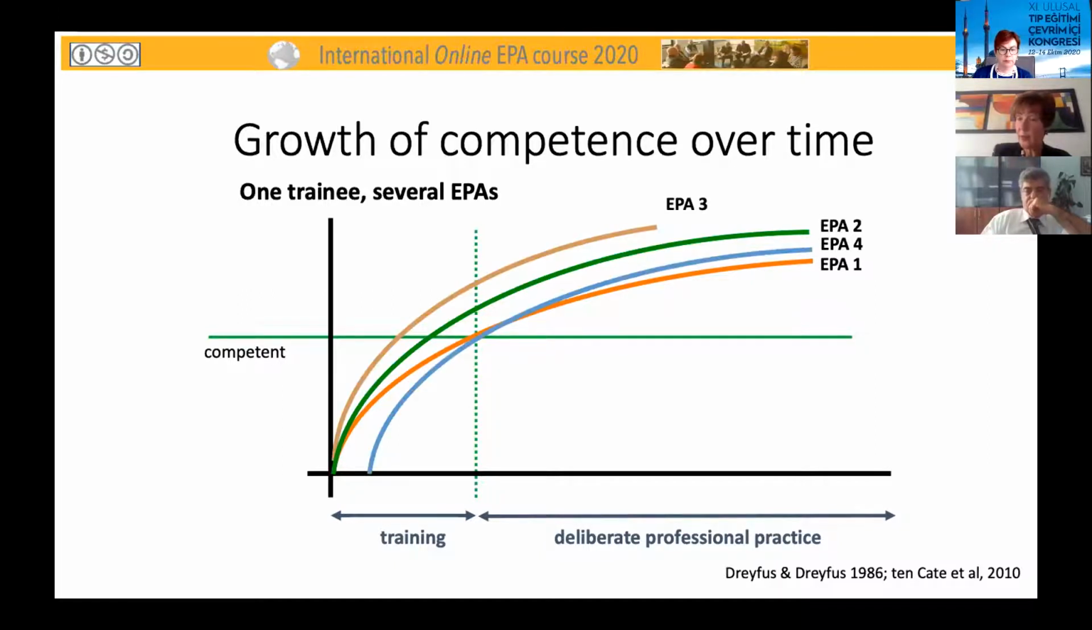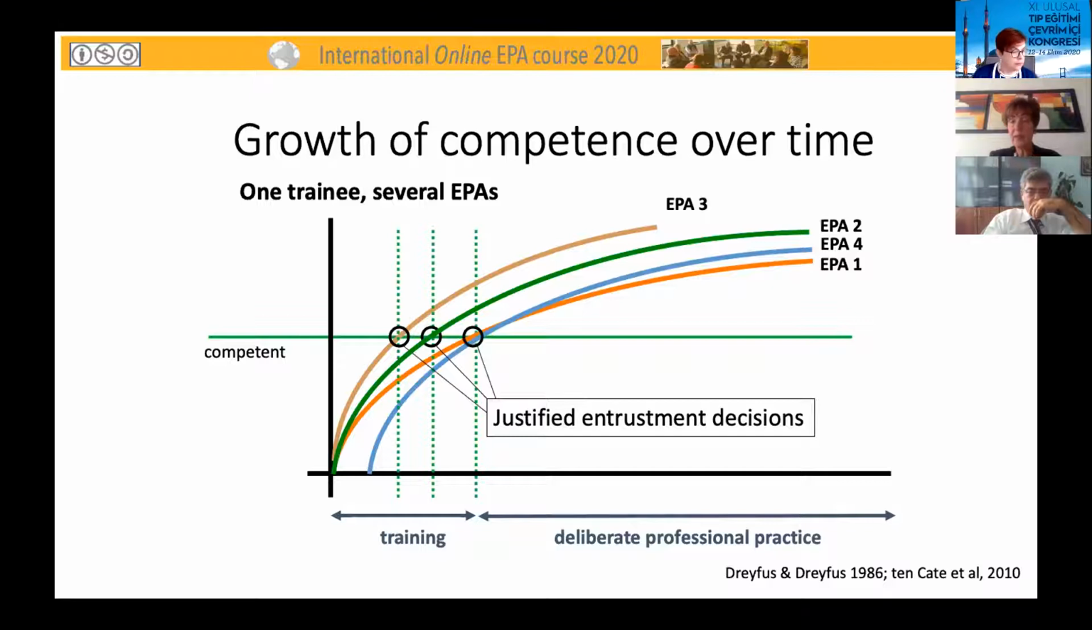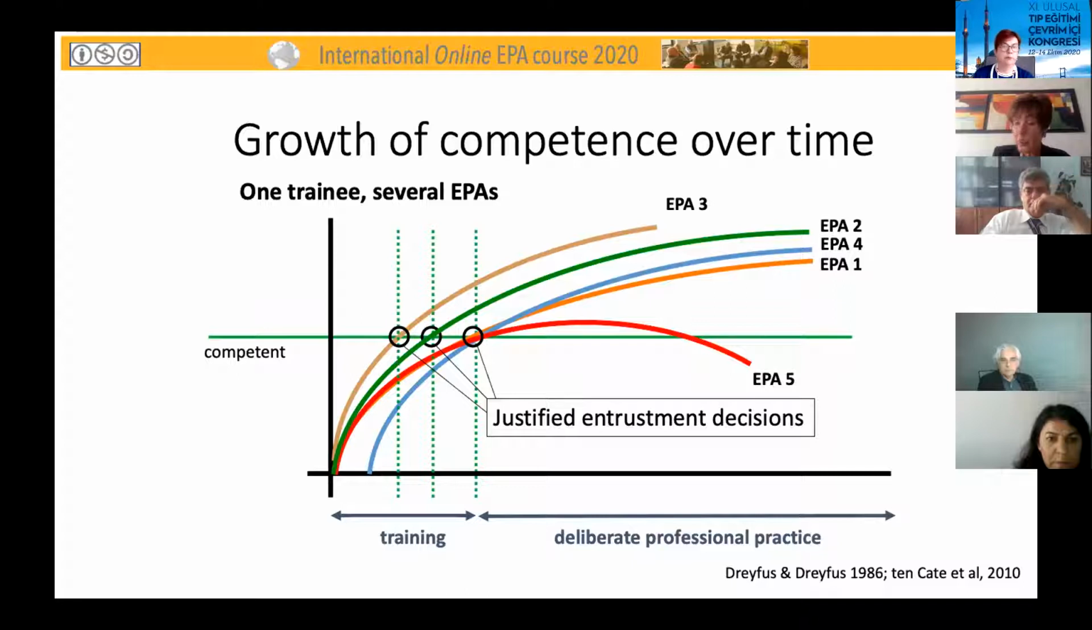Here you have an example, EPA 4, for an EPA that is started only in the second year. And so you can see the growth of competence over time can be different for the different EPAs. But that's no problem. The justified entrustment decisions can be various. We do have to be careful because there could be EPAs that you meet the standard at the end of your training time. But if you do not practice them anymore and train them anymore after your graduation, then there can be loss of trust in this EPA. And this is something that, of course, as a professional, we have to take care that that's not happening. And when it's happening, it's no problem, as long as you know it and you take action on it.